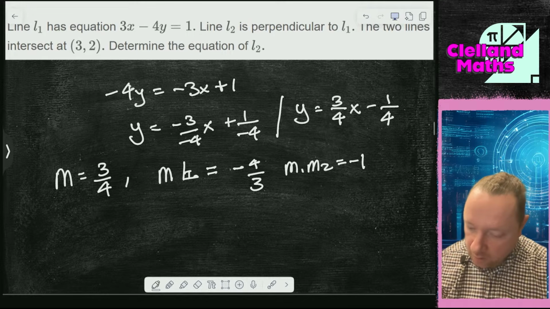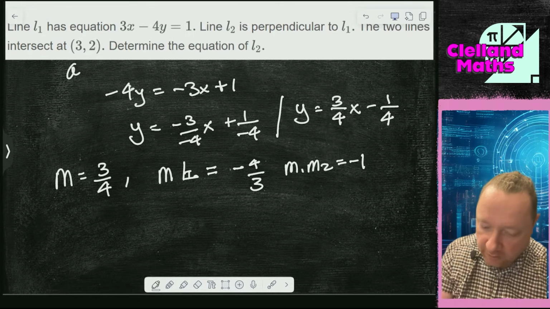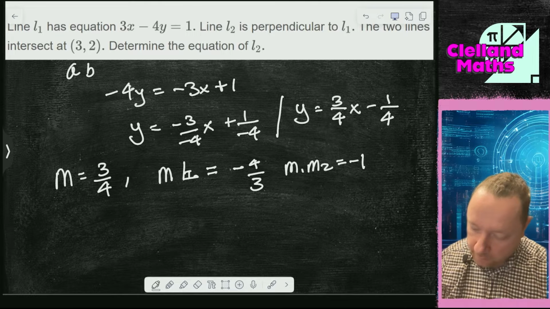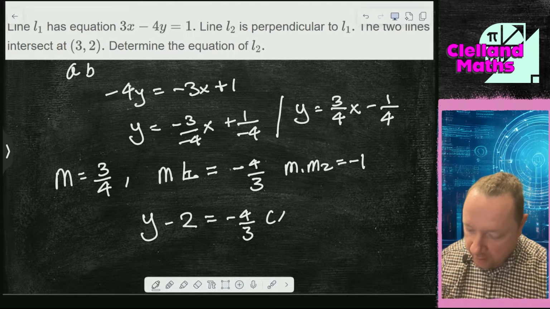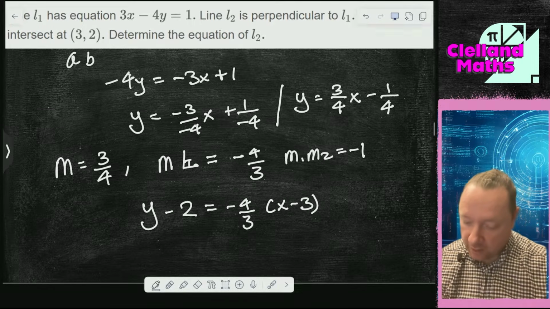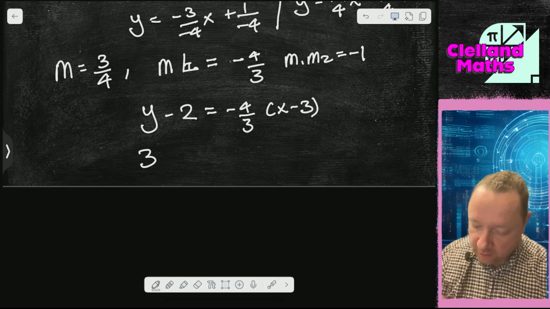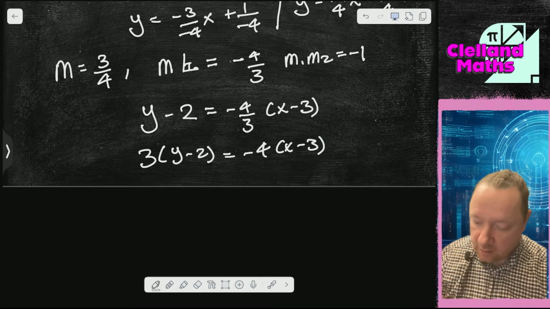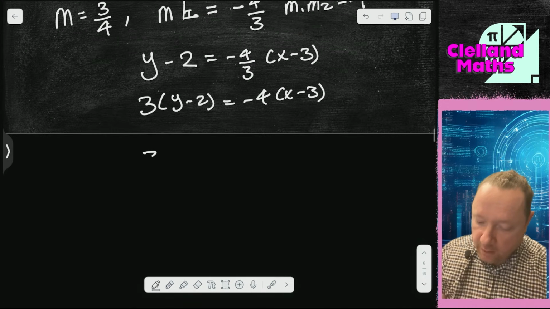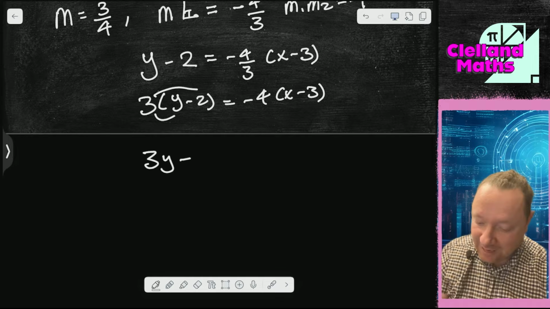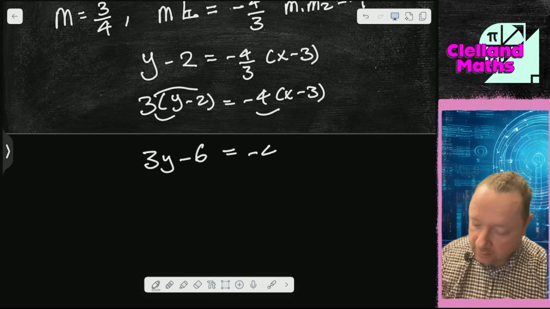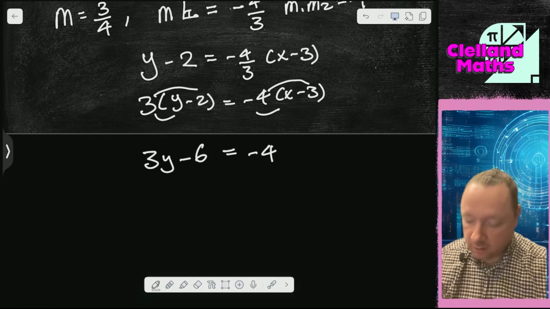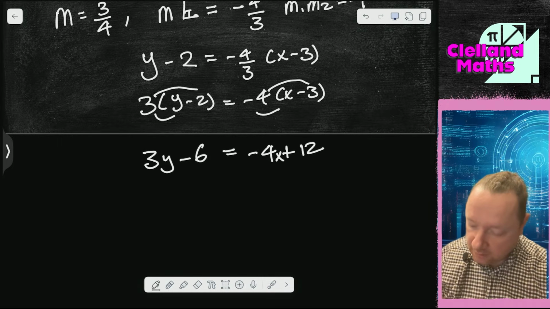Now, the lines intersect at (3, 2), that's our point. So we've got y - 2 = -4/3 (x - 3). To deal with that fraction, I'll take the 3 up to the other side and leave the -4 where it is. 3(y - 2), well that's 3y - 6 of course because I'm multiplying the brackets out, equals -4(x - 3). A minus times a minus is a plus, and I've missed my x.